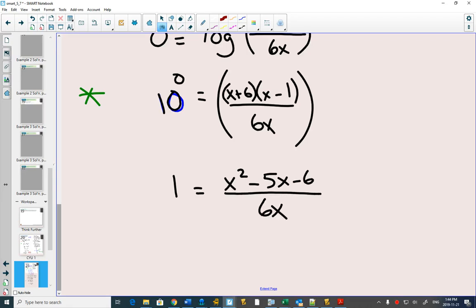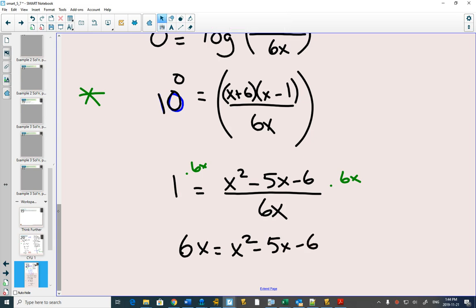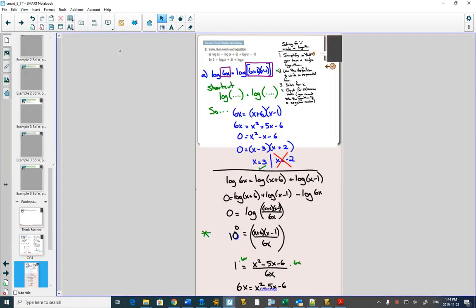How would you get rid of that 6x on the bottom? Multiply both sides by 6x. And you get 6x equals x squared minus 5x minus 6. Now I'm going to zoom out here so you can see the entire page.